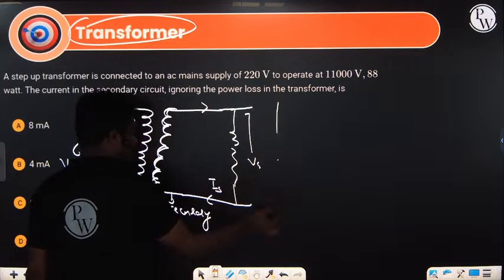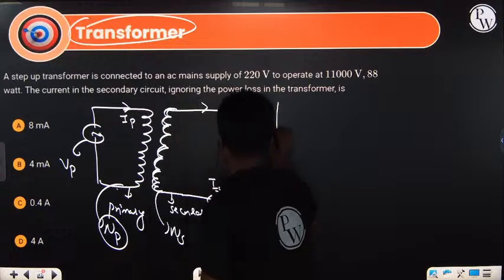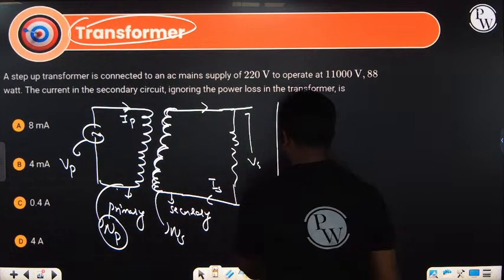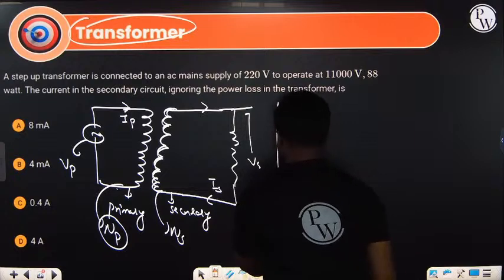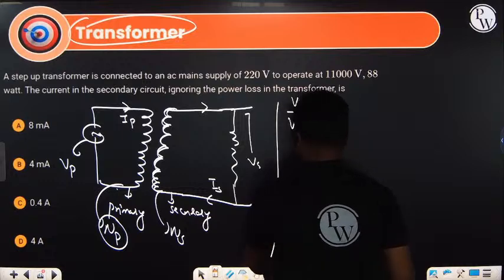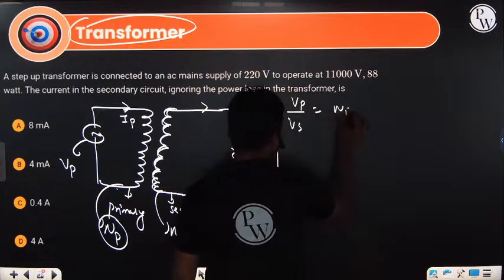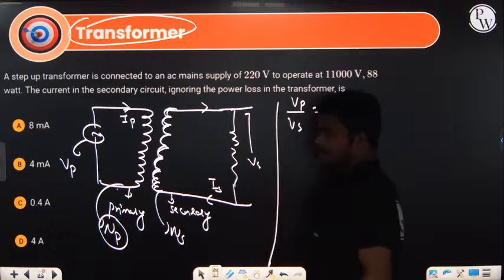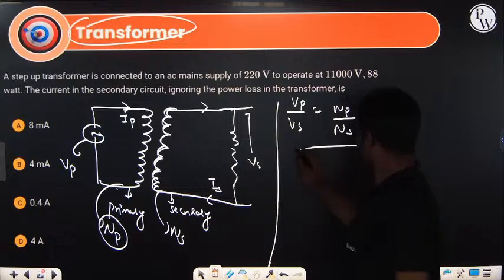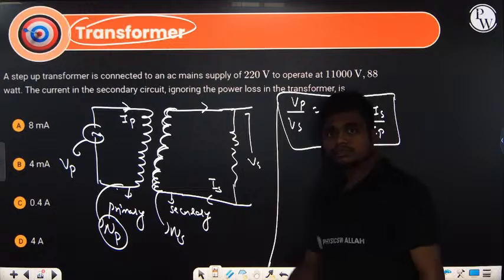So for an ideal transformer, we have Vp by Vs equals Np by Ns, which equals Is by Ip. That is, the voltage across the primary divided by the voltage across the secondary is equal to the number of turns in the primary divided by the number of turns in the secondary, which equals Is by Ip. This is a result we have to remember for the transformer case.